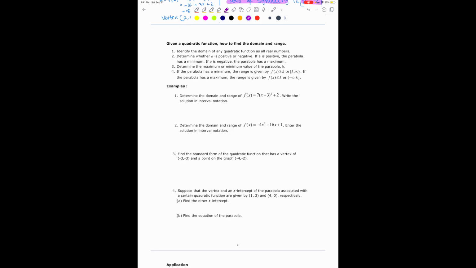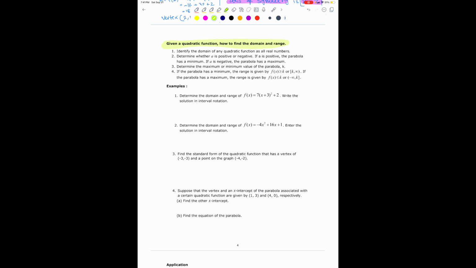Section 5.1 Quadratic Functions. Given a quadratic function, how to find the domain and range. In the past few sections, we used algebraic methods to find the domain. However, in order to find the range, we had to graph the function and determine the range from the graph. For quadratic functions, we will be able to determine the range when we find the vertex.